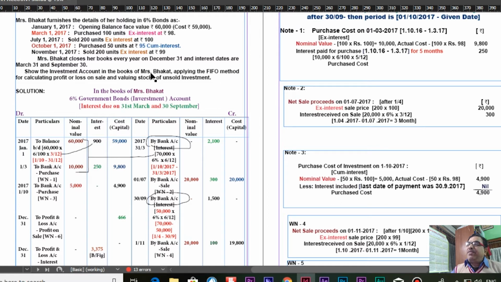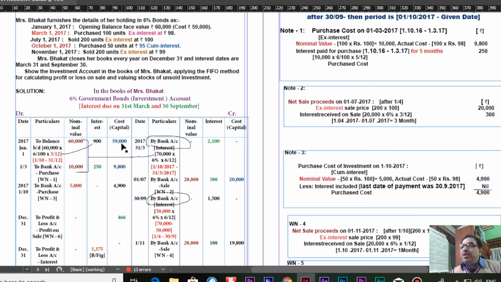Therefore, at first, opening balance, face value rupees 60,000 and cost rupees 59,000. Therefore, I have to remember that it is a part of previous account. Therefore, it will come on debit side in the beginning. That is to balance 60,000, and naturally the cost is given as 59,000. Therefore, put it here. Now I have to calculate interest.